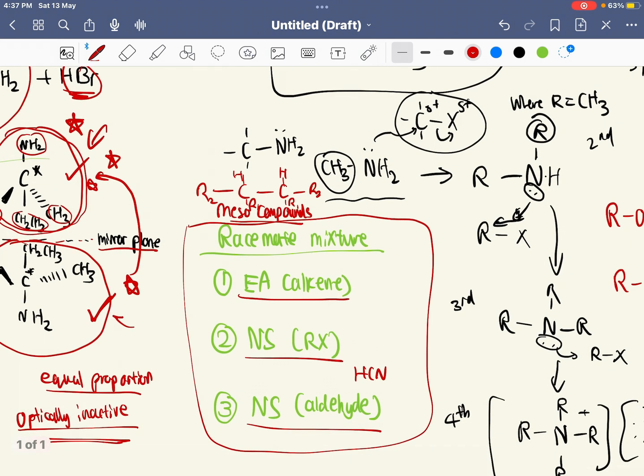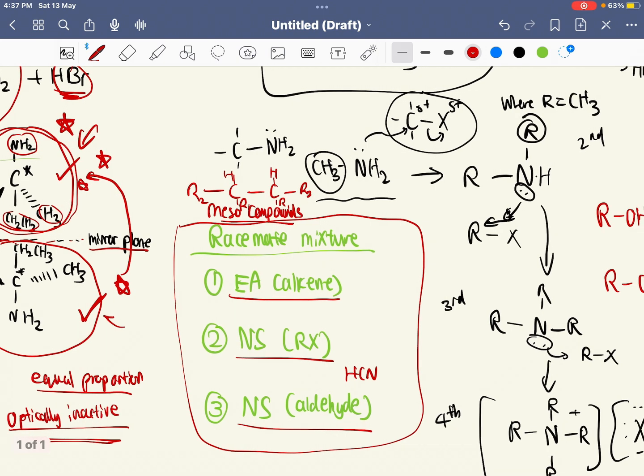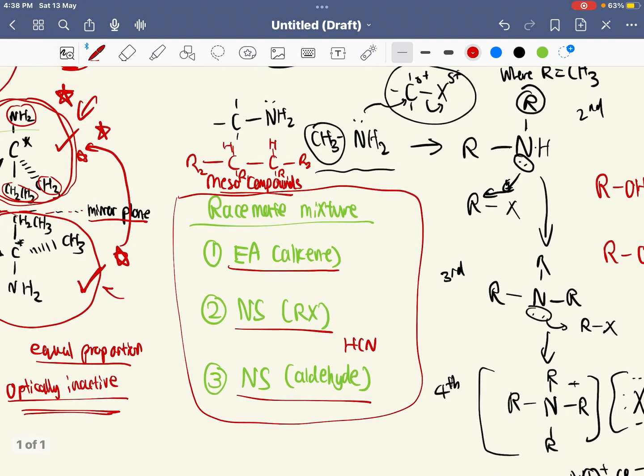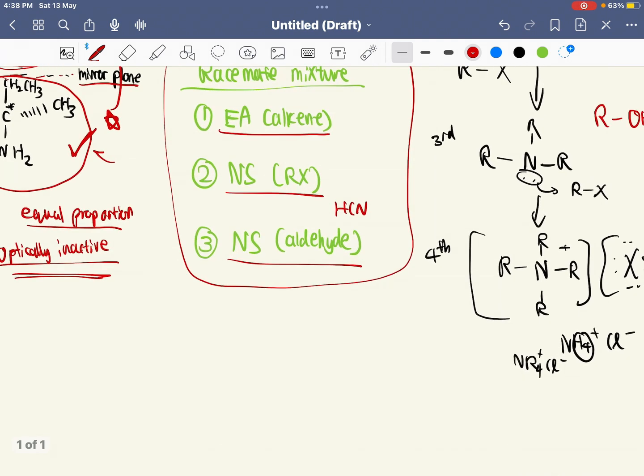So if we were to look at it as a whole, one type of optically inactive compound is a racemic mixture. There is also another class called meso compound, which I will not cover now. Under racemic mixture, there are actually 3 ways that we can form it. First is electrophilic addition of alkene. If we were to look at alkenes, it will form a carbocation intermediate.